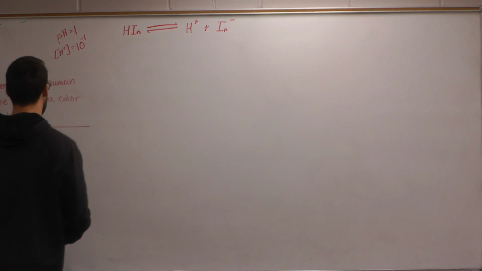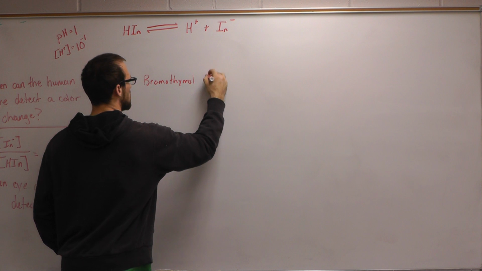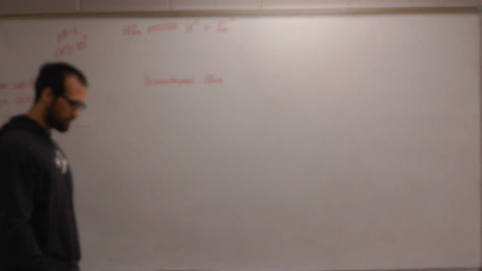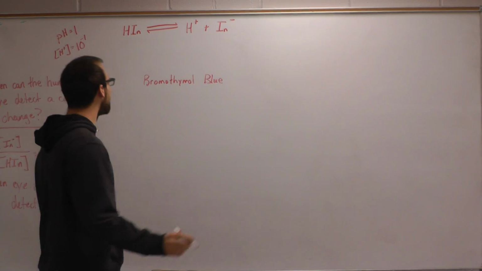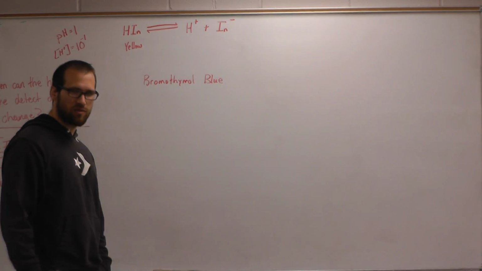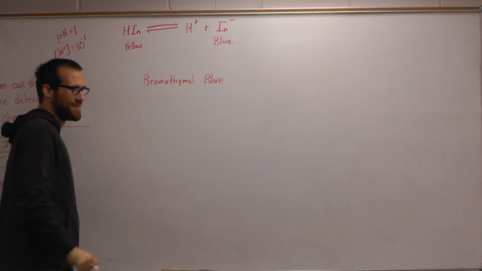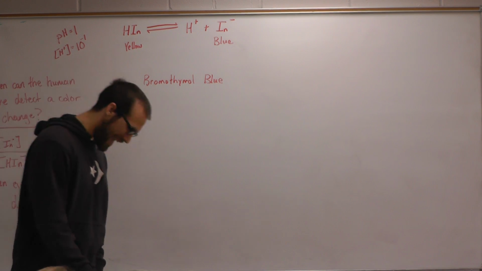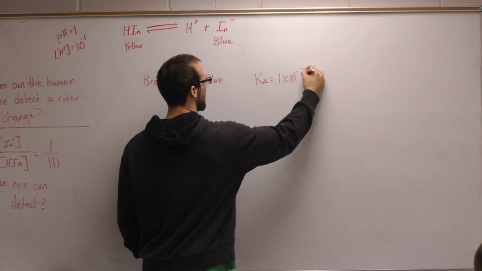So, if the human eye can detect a color change at a 1 to 10 ratio, let's say I have an indicator known as bromothymol blue. Bromothymol blue is yellow in its acidic form, and you can imagine what it is in its basic form. It has a Ka of 1 times 10 to the negative 7.